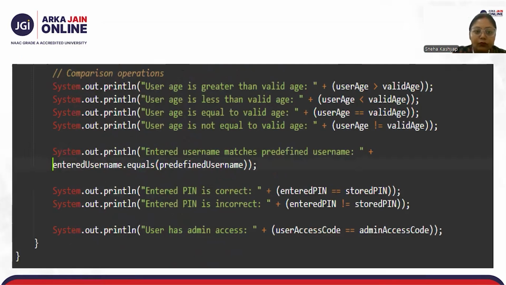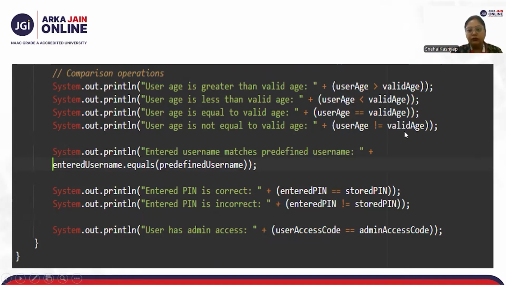Now, what I'll try to do is give a println statement saying user age is greater than the valid age. To check for the first condition, user age should be greater than the valid age. Next, user age is less than the valid age, so I've just given the less than operator and valid age. Now, user age is equal to valid age, so I've just given the equal sign. Next is user age is not equal to valid age.